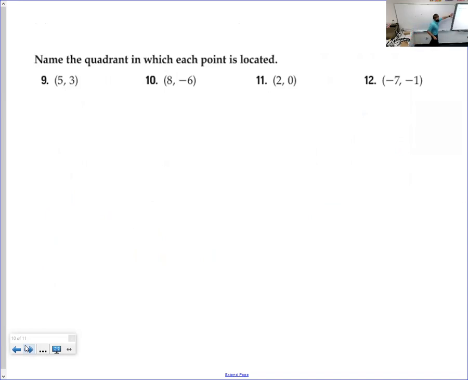If you don't need to, you don't need to write these down, right? So this is up to you. 5-3 is definitely the first quadrant. 8-6 is the fourth quadrant, good. That's IV.